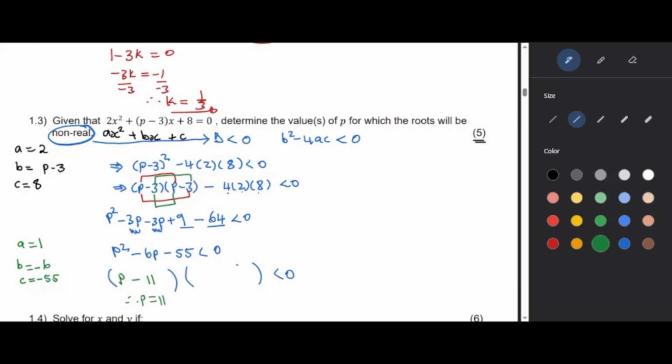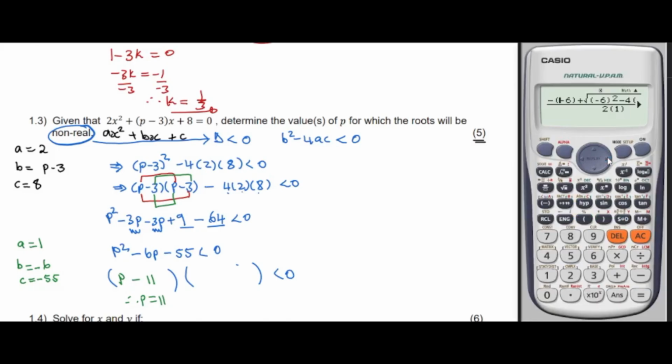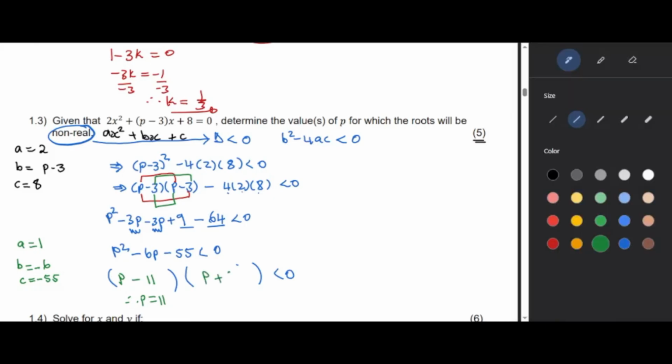Let's go back to the calculator. Where there's positive, we change the sign into negative. So this will be negative, equals to minus 5. So to find p minus 5, this will be p plus 5. So now, therefore, this is what? This is p equals to minus 5.